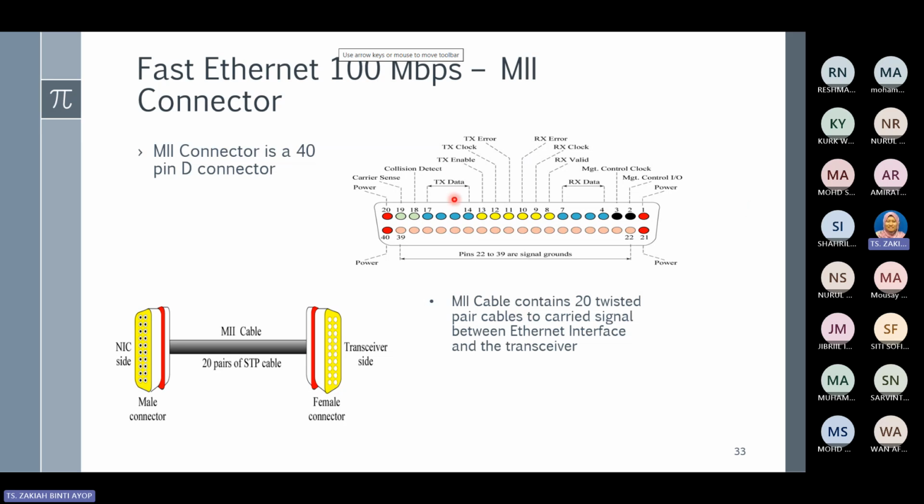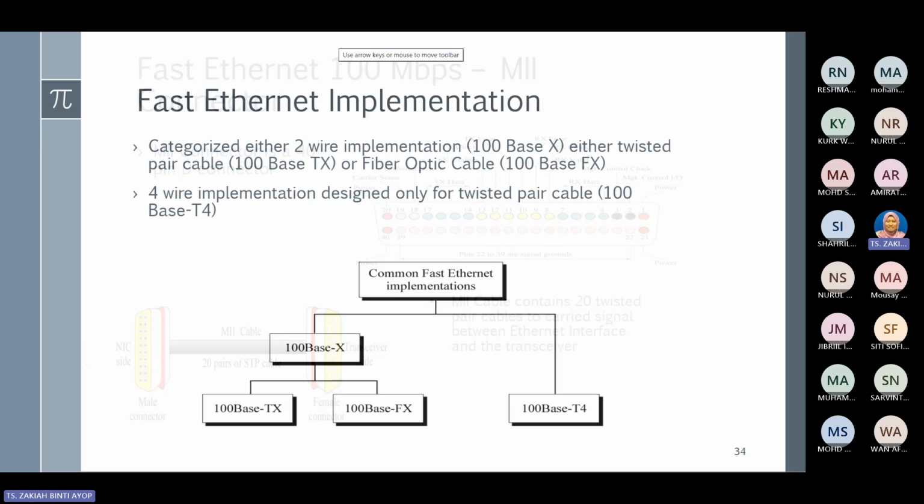Okay, so this is what the pin looks like for 100 megabits per second. It's a 40-pin D connector. It contains 20 twisted pair cables to carry signals between the Ethernet interface and the transceiver. So on the NIC side, we use a male connector, and on the transceiver side, we use a female connector.